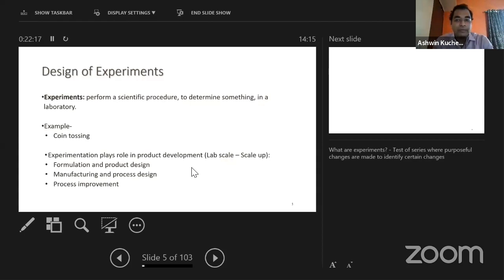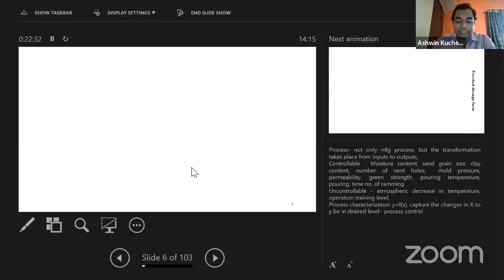So this is what we will be discussing throughout our presentation, and this will be the heart of it: that there is input, process and output, and it will lead to a different series of purposeful experiments. Now let us understand what exactly the process model is.